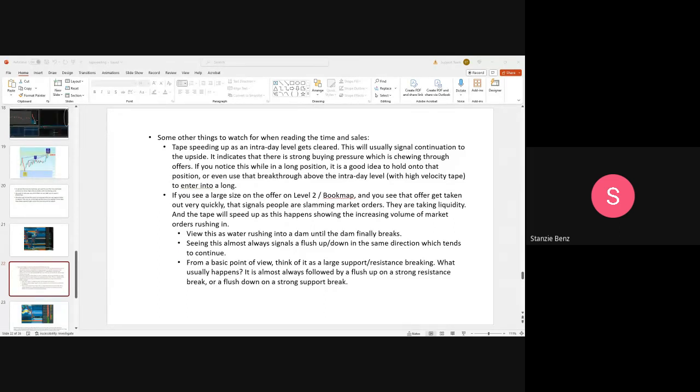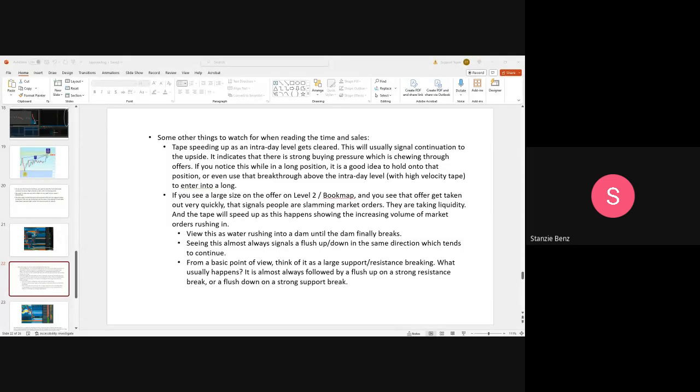From a zone point of view, think of it as a very large support or resistance breaking. What usually happens when a very big level breaks is that it's almost always followed by a flush. So if, let's say, 450 on SPY is a huge level and we see price get there, and then the tape speeds up and bigger orders come, but the price is just not moving, it's just sitting in that zone, it means that zone will just shoot down.